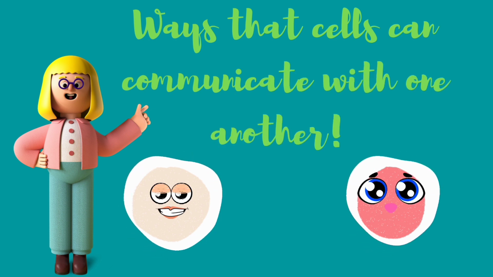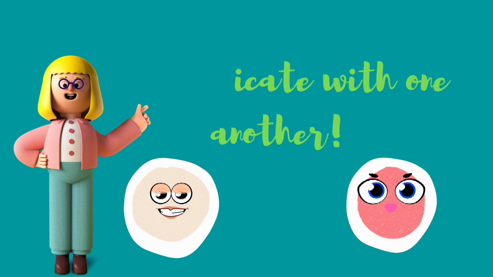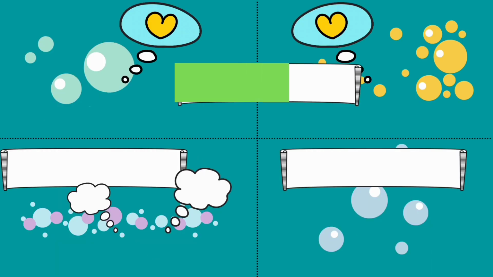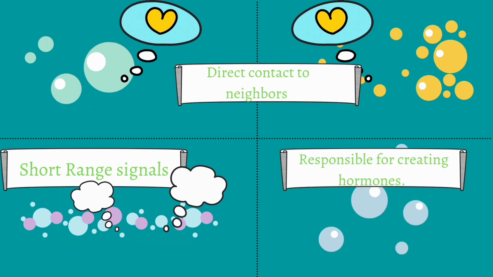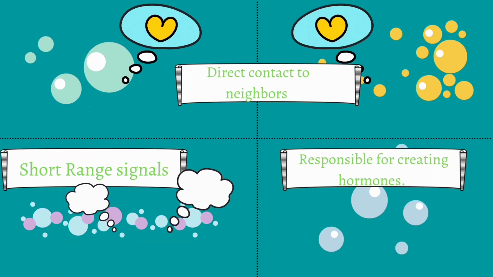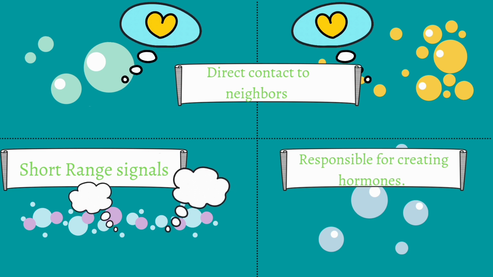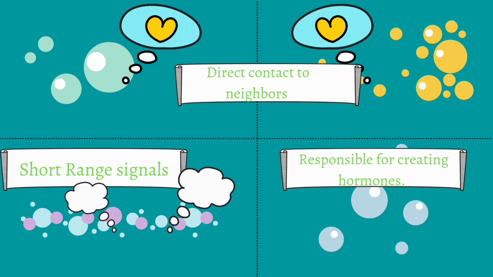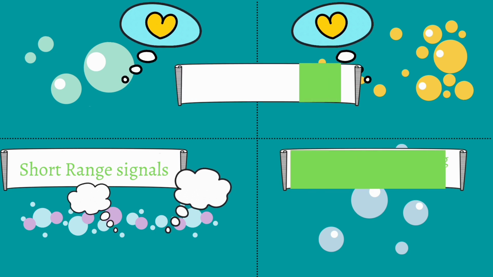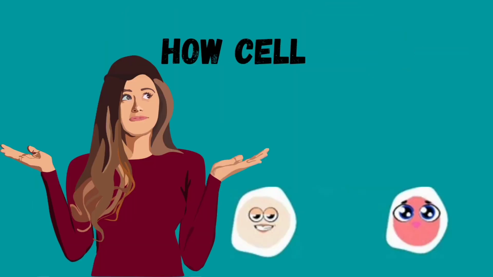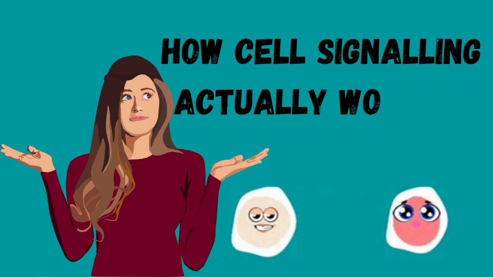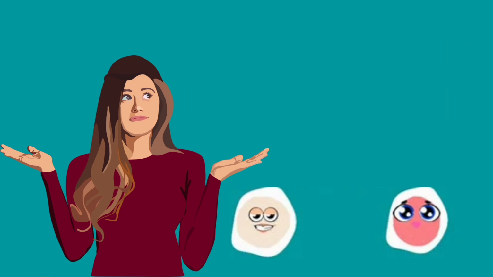Some of them use short-range signals to communicate with nearby cells, while some cells communicate with their neighbors through direct contact, and other cells are even responsible for creating hormone signals that travel throughout the entire body and affect many different cells in different tissues and organs. To understand more about cell communication, let's tackle how cell signaling actually works.